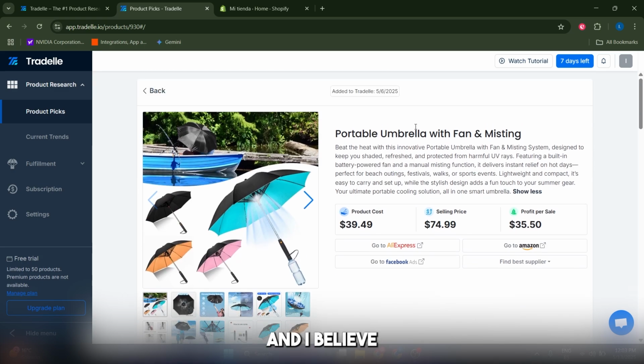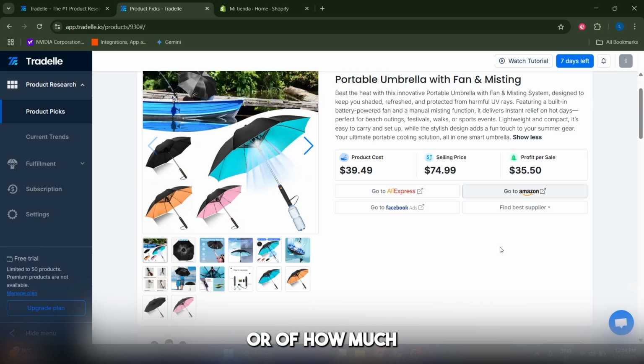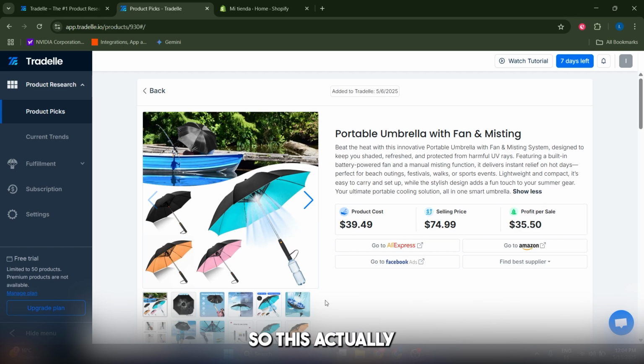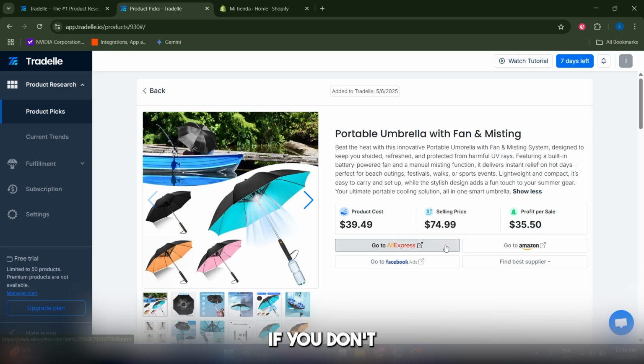Now, the cons, and I believe these are very important cons, is that you cannot try this for free at all because you actually need to have a paid plan if you want to connect it to your Shopify store. So you cannot use this at all, actually. In my opinion also, the selling price is very optimistic, so you don't actually get a real metric or a real measure of how much you're gonna earn by selling this product here. So this actually is a very big con in my opinion, because what is the use of this service if you don't really know what is the profit per sale of each product that you are selling?